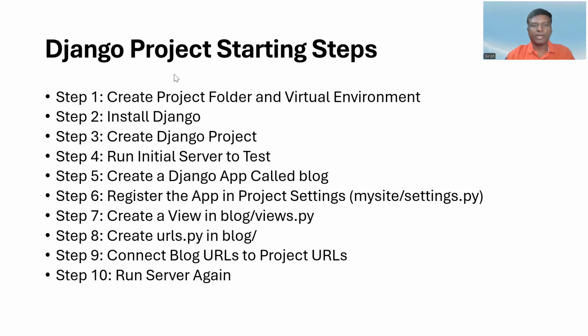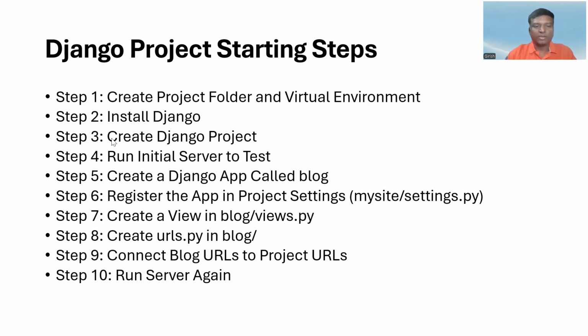So first step is to create the project folder on your desktop or some location. And it is recommended to create a virtual environment so that we can create different projects in different virtual environments and run accordingly. Then, on top of that, we have to install Django. Before that, we have to make sure Python is already installed because Django works on top of Python.